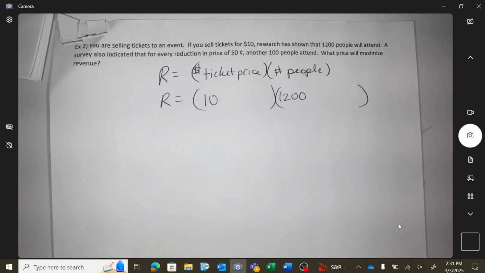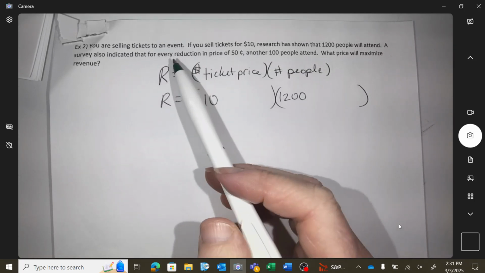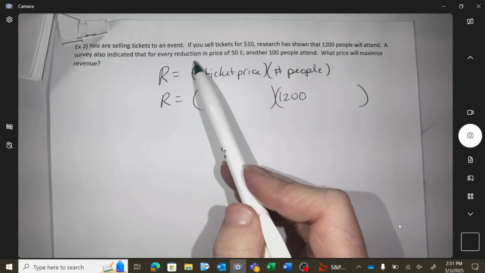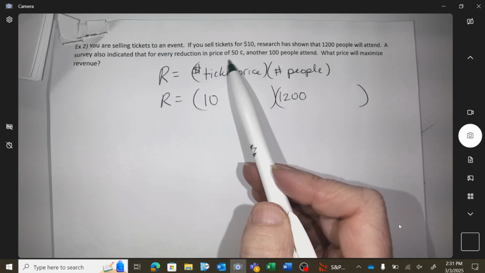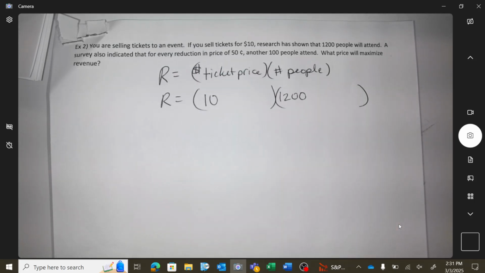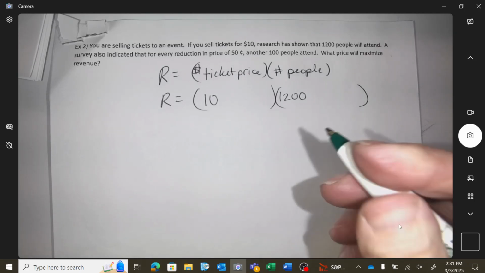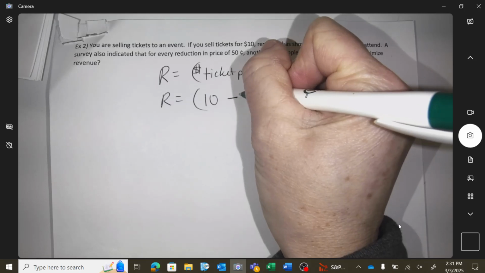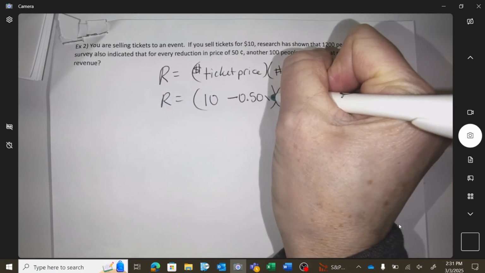A survey was showing us that for every price reduction of 50 cents, I need to reduce by 50 cents. So where are we going to do that? Reduce by 50 cents.